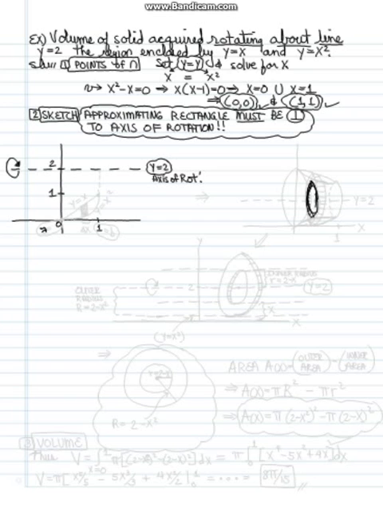And here's our first point of intersection at (0, 0). So a equals 0 is our lower limit, and then b equals 1 is going to be our upper limit, because those are our two points of intersection at (0, 0) and (1, 1). The upper function is y equals x. The lower function is y equals x squared. Here's our approximating rectangle with thickness delta x, which indicates we're going to have a differential dx in the integral. And it is perpendicular to the axis of rotation.